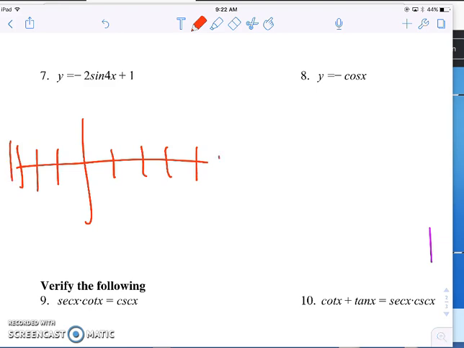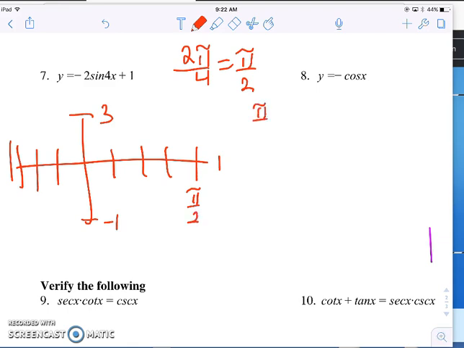Our midline is 1. Our amplitude is 2, so this would be 3 and negative 1. Our period, 2 pi over 4, which is pi over 2. And this is kind of the tricky one. To get our first tick mark, we take pi over 2 and divide it by 4, so pi over 2 times 1/4. So we have 1 pi over 8, 2 pi over 8, which is pi over 4, 3 pi over 8.